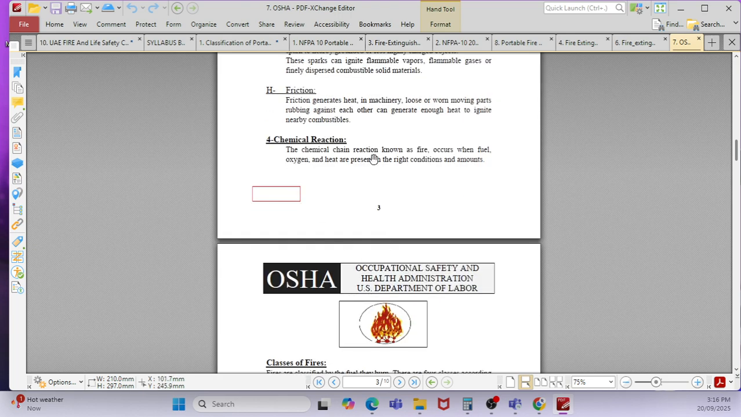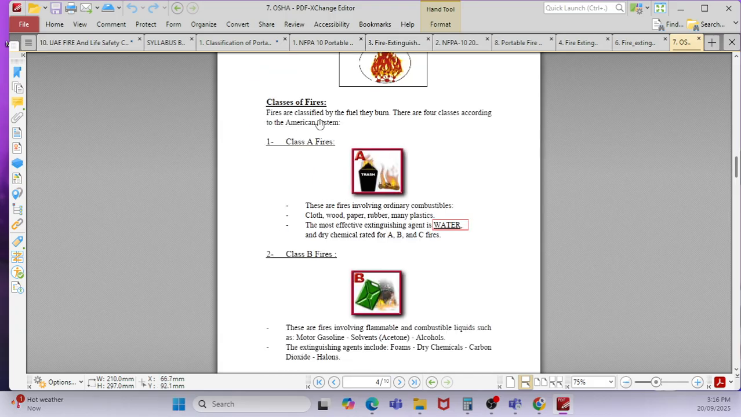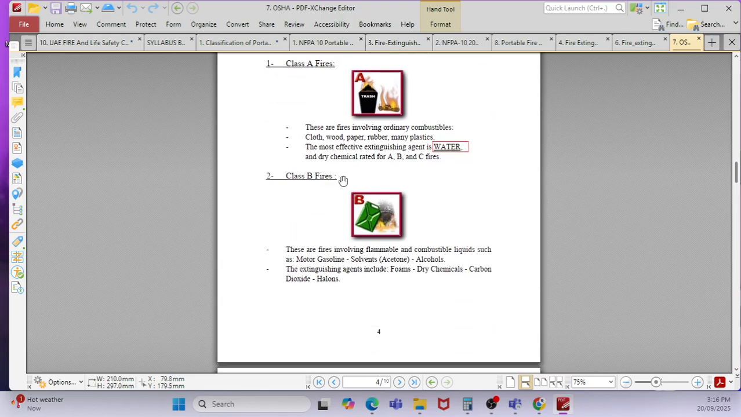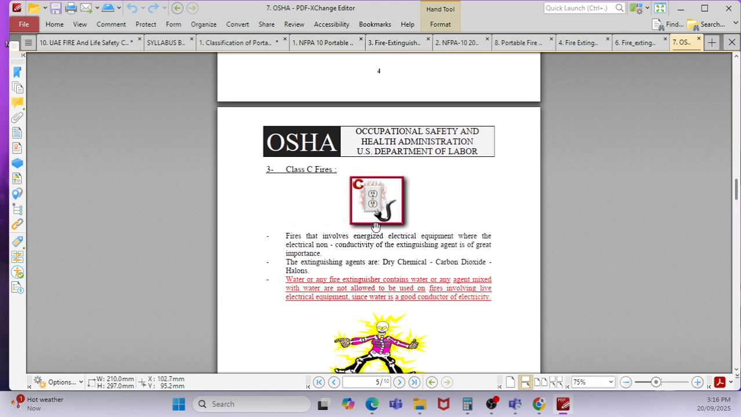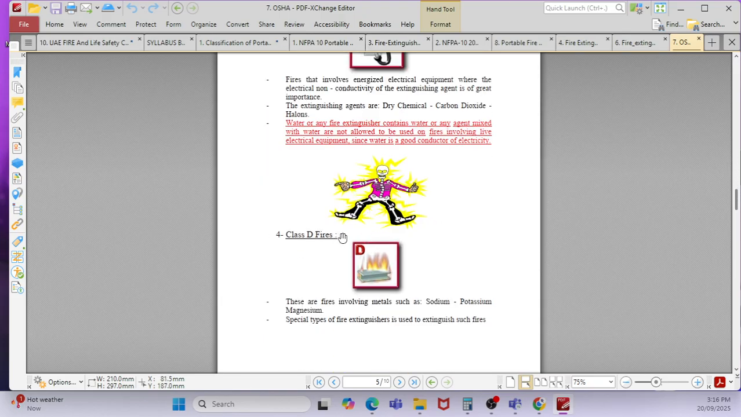Then you have a chemical reaction. It continuously reacts, and it will burn continuously, right? So that is a chain reaction. And you have a class A fire, class B, class C fire, okay, class D fire.